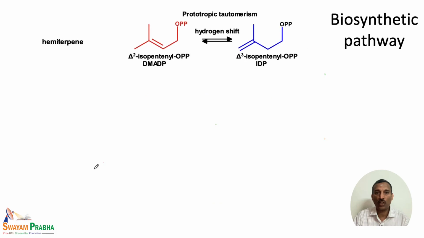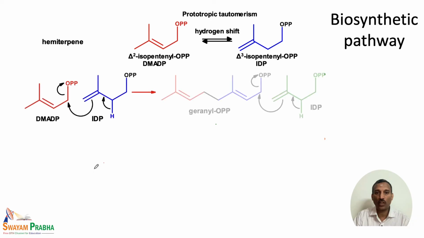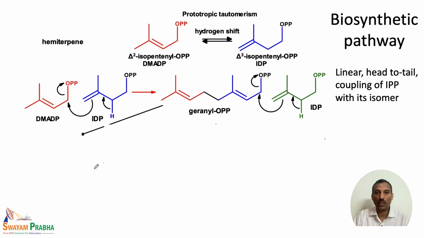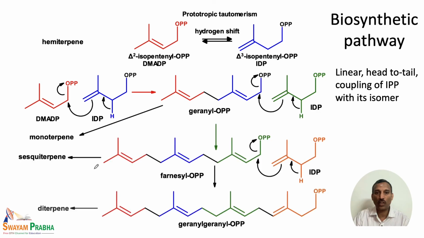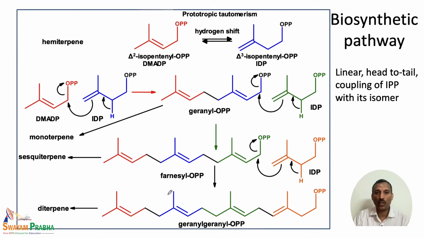Let us look at the biosynthetic pathway. We have already seen how the hemiterpenes are formed and how the monoterpenes are formed, and from the monoterpene we are going to see how a diterpene is actually formed. We have seen this is a C10 unit, the geranyl unit is a 10 carbon unit.